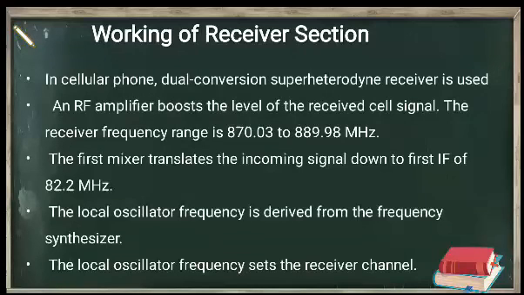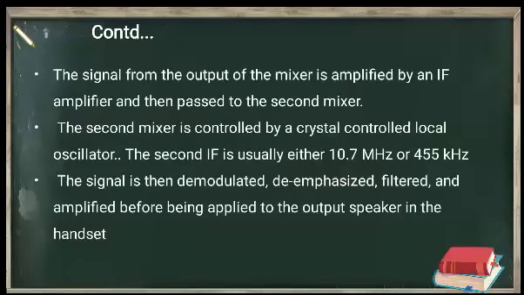The local oscillator frequency is derived from the frequency synthesizer. The frequency synthesizer section we discuss in the next part. The oscillator frequency sets the receiver channel. The signal from the output of the mixer is amplified by an IF amplifier and then passed to the second mixer. The second mixer is controlled by a crystal controlled local oscillator. The second IF is usually either 10.7 MHz or 455 kHz. The signal is then demodulated, de-emphasized, filtered and amplified before being applied to the output speaker in the handset.